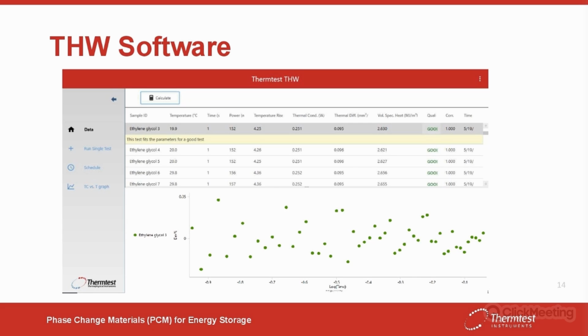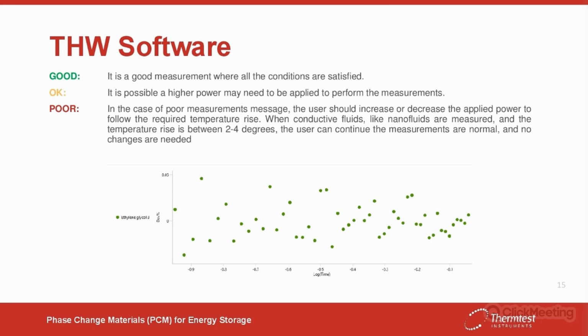The quality of the measurement shows if the user is good to move on with the measurements, and this is directly dependent on this residual graph on the bottom that you can see here. When it's between plus minus 0.05% according to the theory, then the measurement is very good and the results accepted.